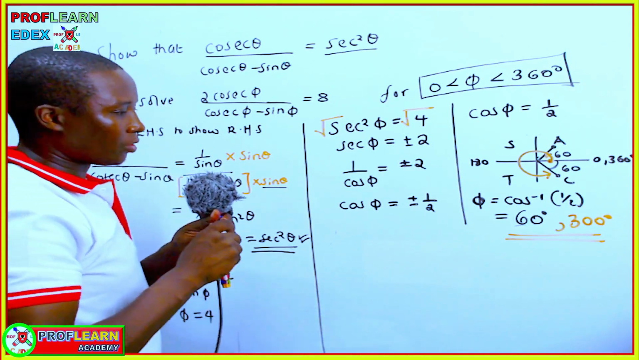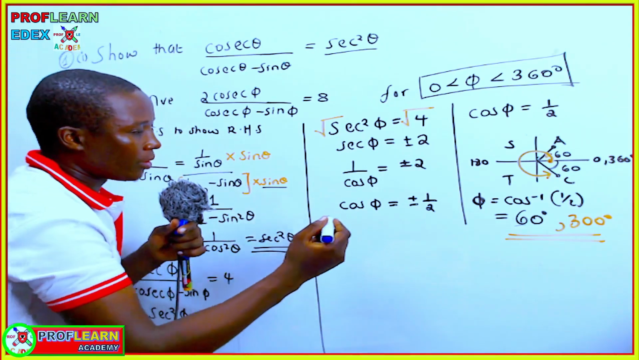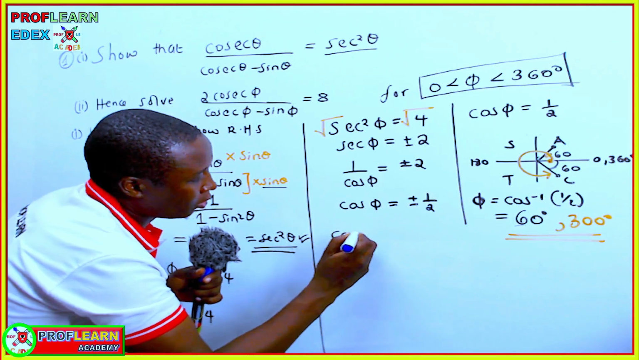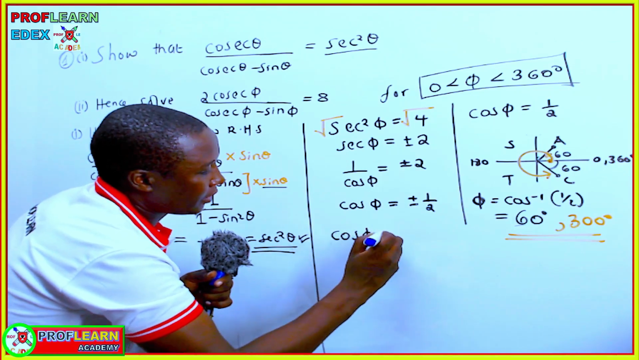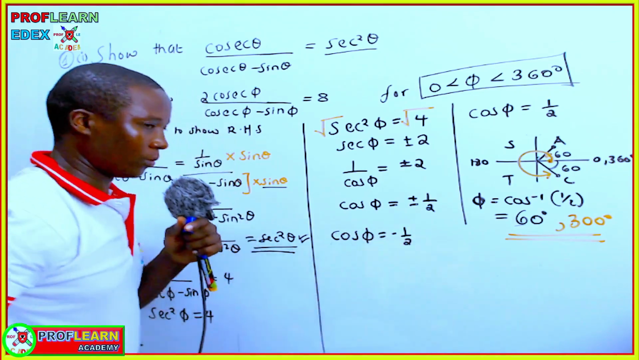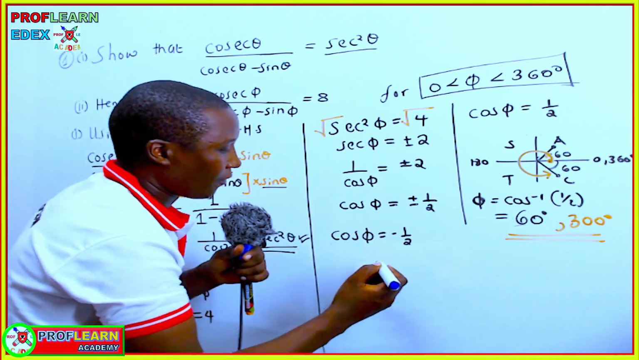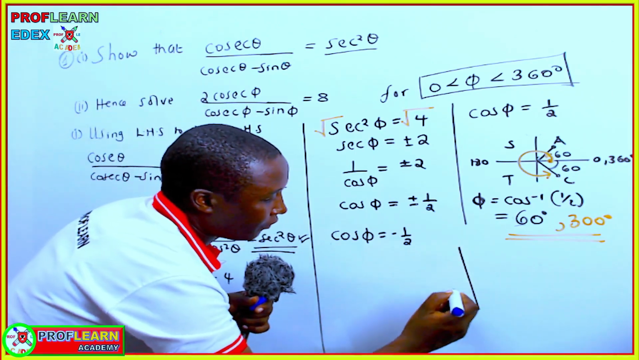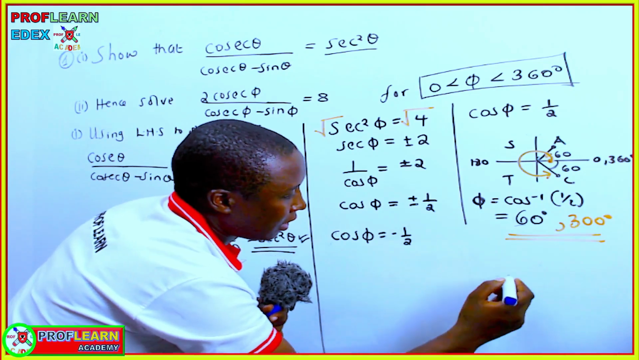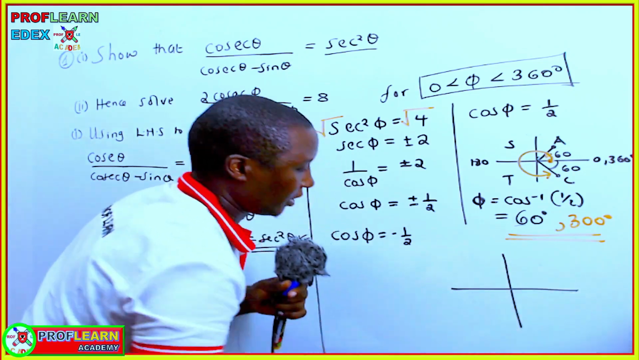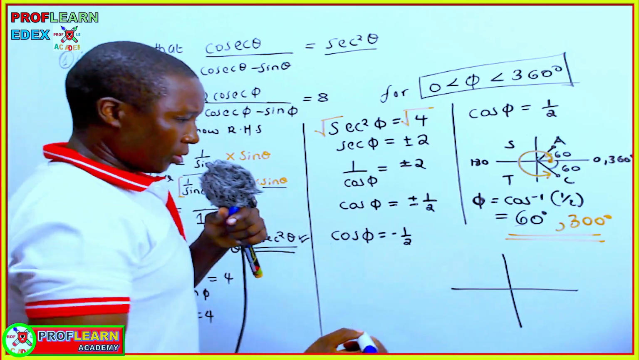The other part that we're going to work on now is when we have cos phi equals negative 1 over 2. That's another angle that we need to work out. So we need to ask ourselves, where do we have cosine negative? That's the first question we need to ask ourselves.